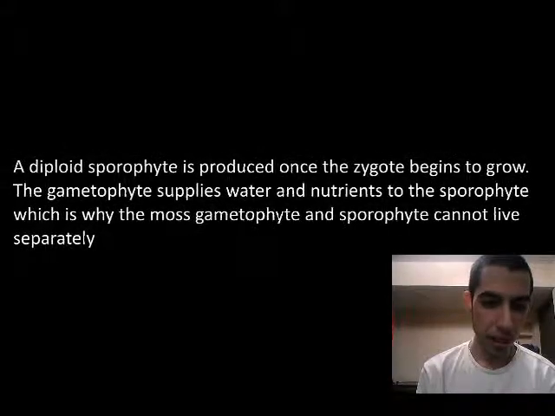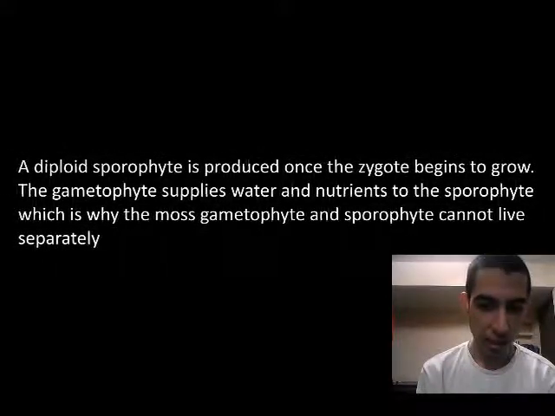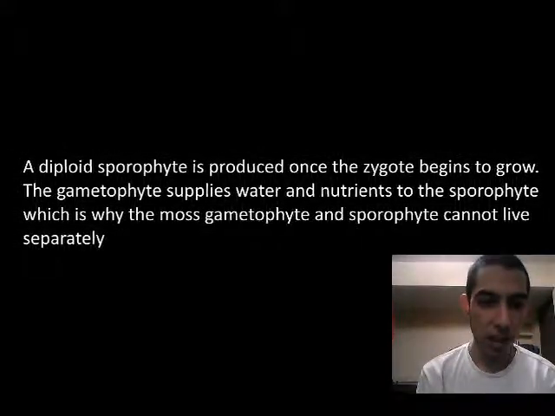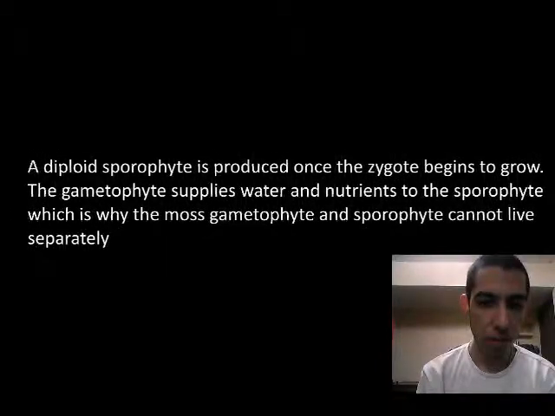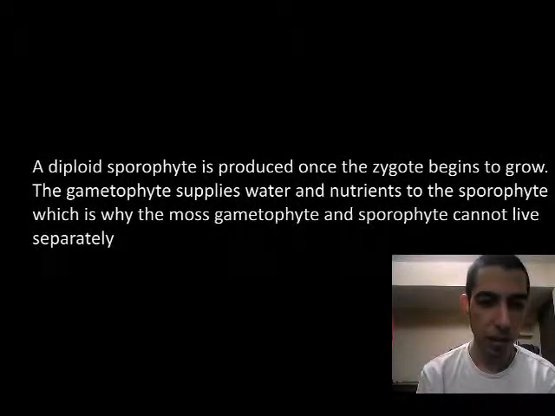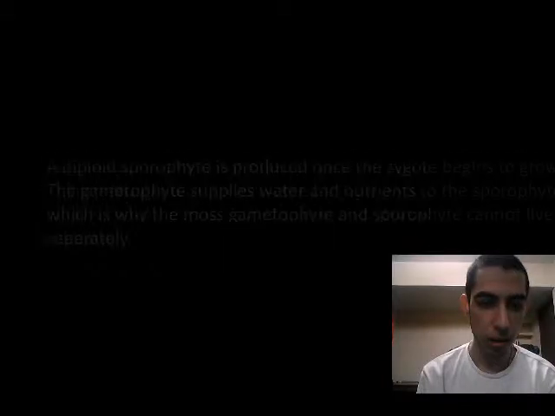A diploid sporophyte is produced once the zygote begins to grow. The gametophyte supplies water and nutrients to the sporophyte, which is why the moss gametophyte and sporophyte cannot live separately.